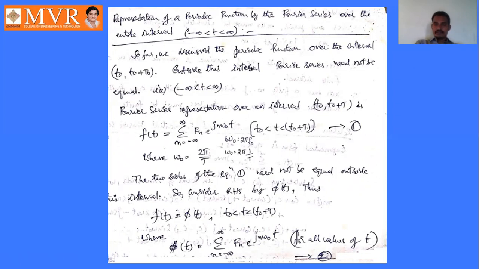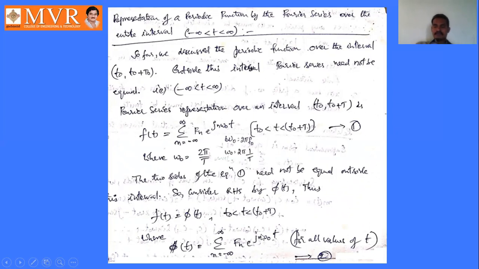Okay, so during the finite interval it is represented as f of t equal to sigma n equal to minus infinity to infinity Fn into e power j n omega naught t during the finite interval t naught to t naught plus T, right? Where omega naught is 2 pi by T, or T equal to 2 pi by omega naught. So the two sides of the equation need not be equal outside this interval. So the right hand side should be considered as phi of t. It is equated to phi of t.